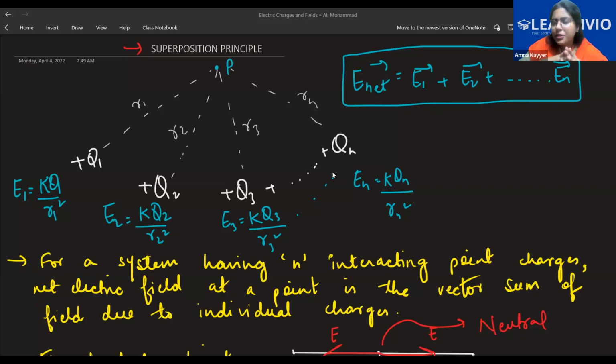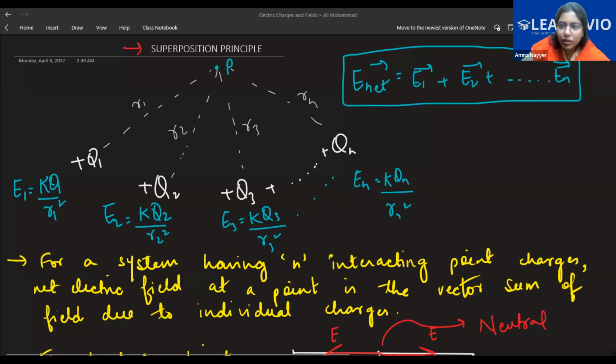When we say superposition principle of electric field, it is exactly the same as that of your forces. Means you have different charges present, and at a point you have to calculate the separate electric fields, and then add them vectorially. If n charges are present, you calculate the individual electric fields, and then apply vector addition, and the resultant gives you the net electric field. That's it. Similar to what we have studied.